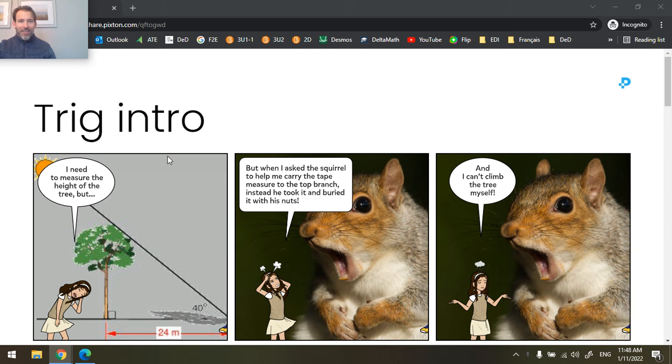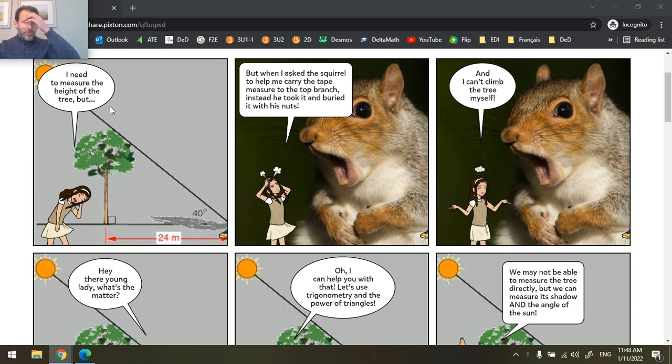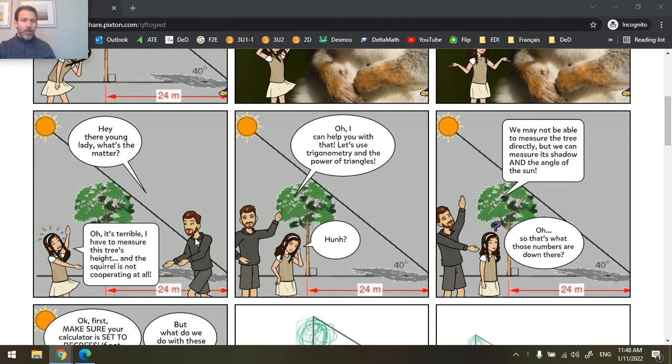All right. Oh, I need to measure the height of the tree, but when I asked the squirrel to help me carry the tape measure to the top branch, instead he took it and buried it with his nuts. And I can't climb the tree by myself. Hey there, young lady. What's the matter? Oh, it's terrible. I have to measure this tree's height, and the squirrel is not cooperating at all.